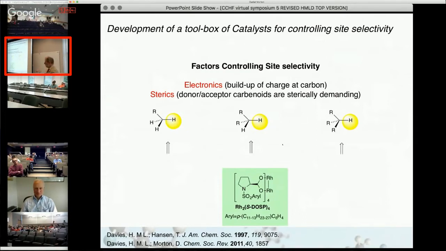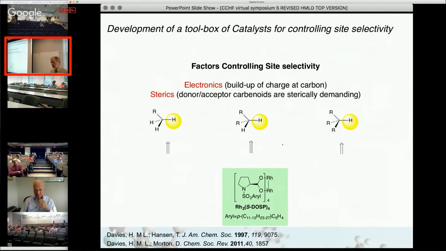In many papers, and this was a review in 2011 that summarized all this work, we showed occasionally you could get tertiary CH functionalization if it wasn't too sterically demanding. And you could also get primary CH insertion as long as the R group stabilized the positive charge very effectively. But in general, the chemistry went for a methylene site.